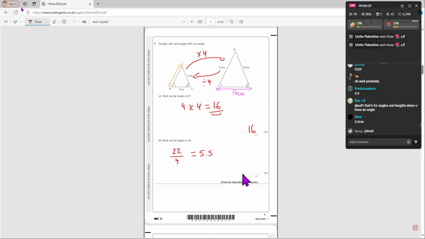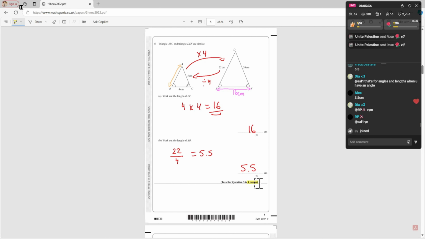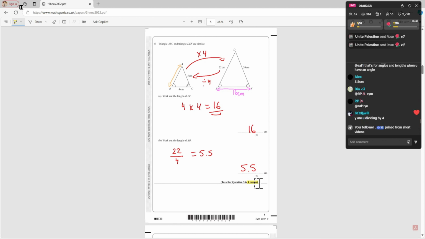And guys, remember, you can use a calculator. It's paper free. You can use a calculator. It's going to be 5.5 centimeters. That's the easiest 4-mark question, guys. You cannot get this question wrong. Literally, you can't get this wrong.